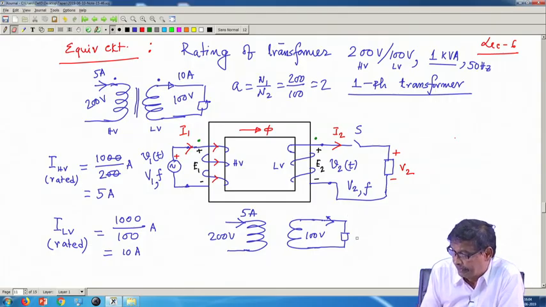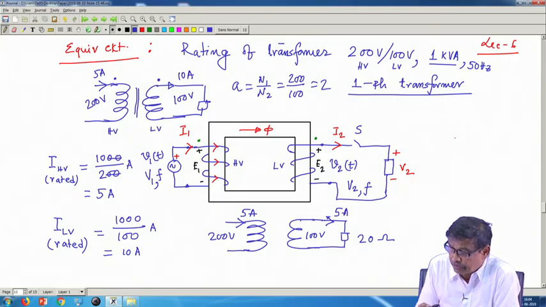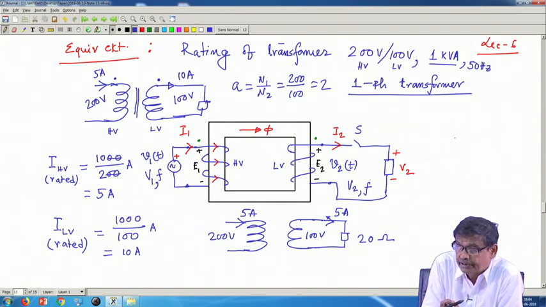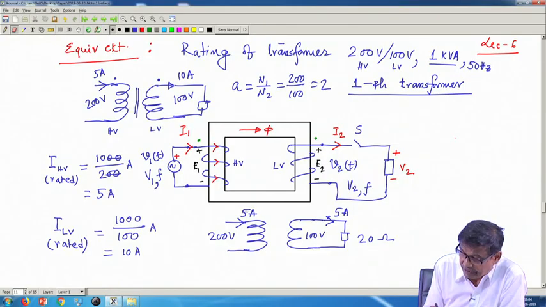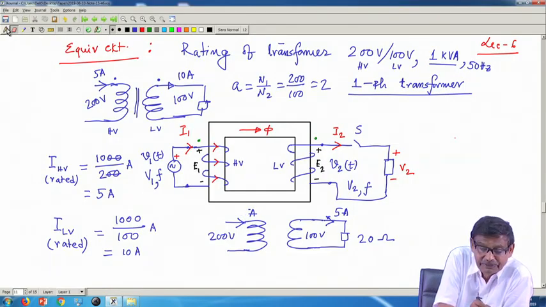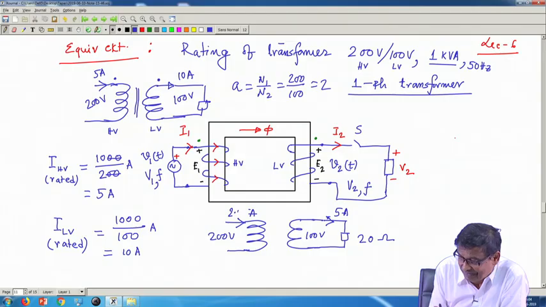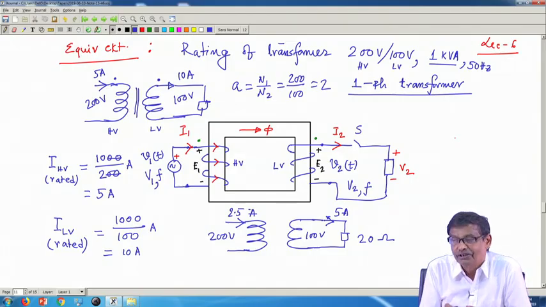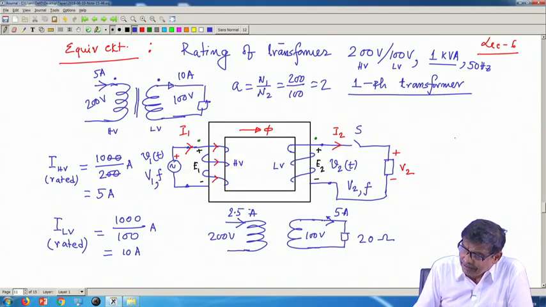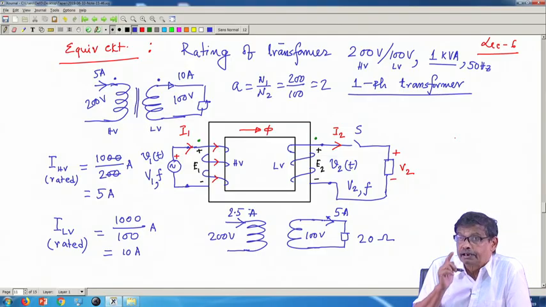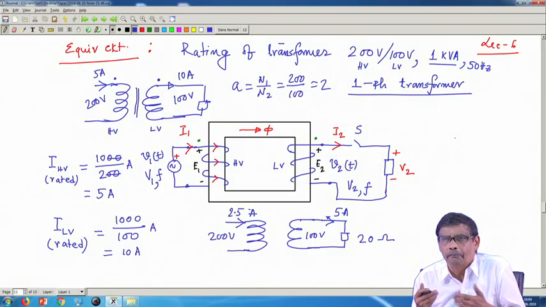Suppose somebody connects 20 ohm impedance here, then this current will be 5 ampere, and it is well below the rated current, so it is allowed. But if it is 5 ampere, this current will become 2.5 ampere, because it will always be half. So, several simple but important things. This should always be in your mind.